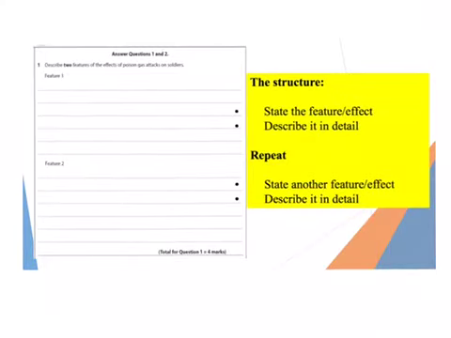The paper will be laid out like this. It'll have the question, and then feature 1 followed by lines on which you can write, and feature 2 followed by lines on which you can write. They are only short because you are only expected to spend 5 minutes on this question. You will need to state the feature and then describe it in detail. Again, state the feature and describe it in detail. In this case, you need to describe the effects of poisonous gas attacks on soldiers and give further details.